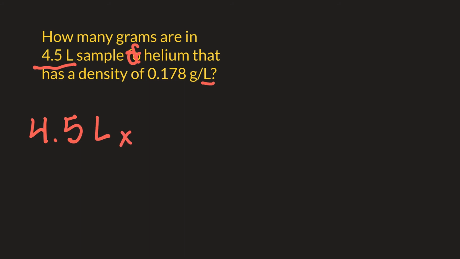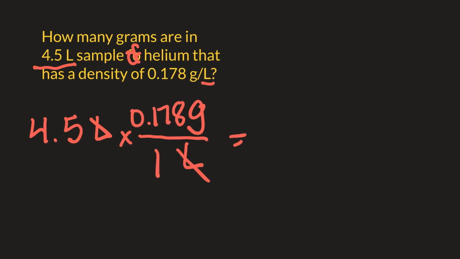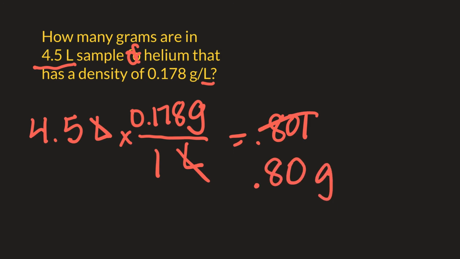Again, I'm not starting with density. That is my conversion factor. Liters has to go on the bottom. They want grams. Okay, now the grams is going to go on the top this time. Cancel that out. It says there's 0.178 grams in 1 liter. Done. That's all there was to this one. So if I multiply those two numbers, I get 0.801. Now, that's actually too many sig figs, right? 4.5 is 2 sig figs. So you'd actually write 0.80 grams. Now you're done.